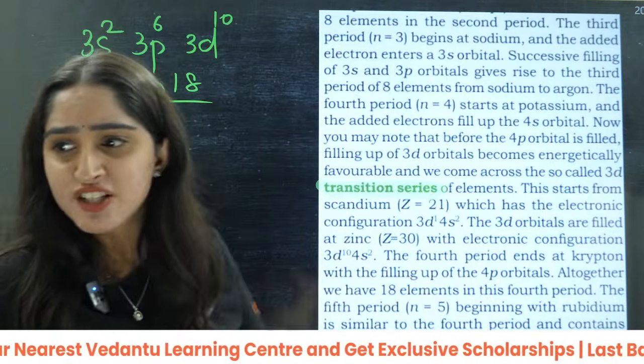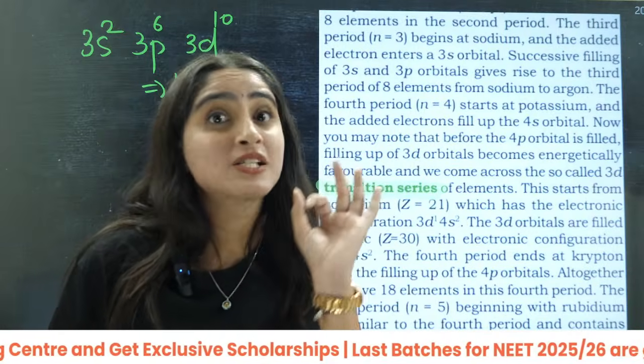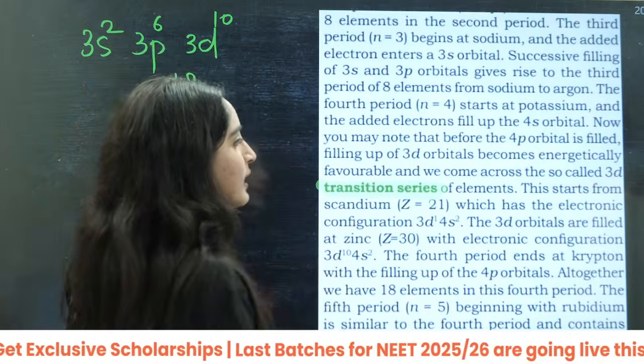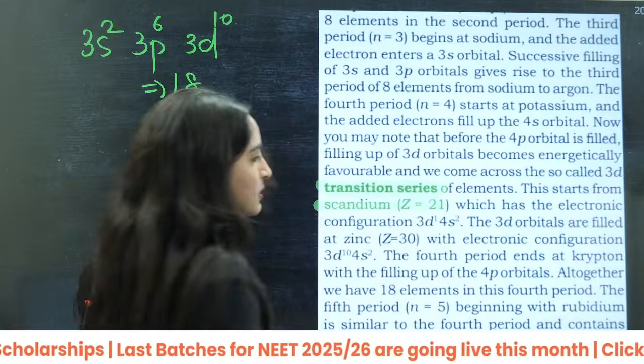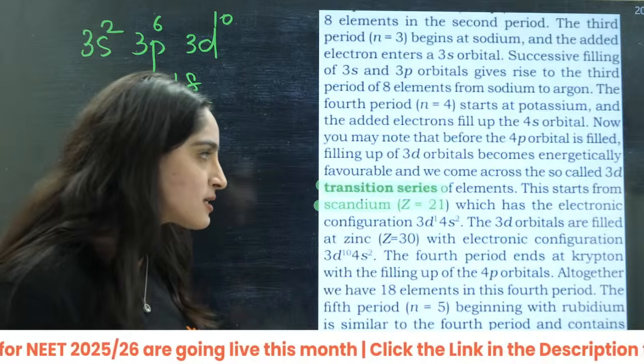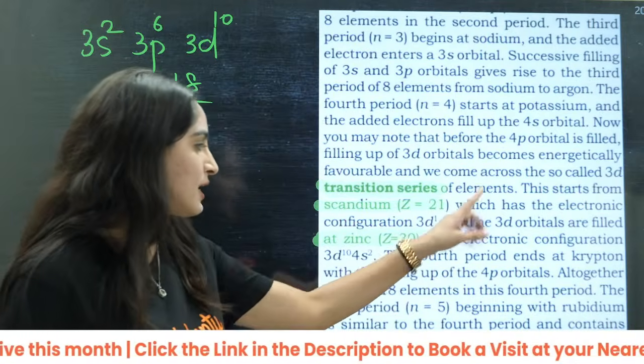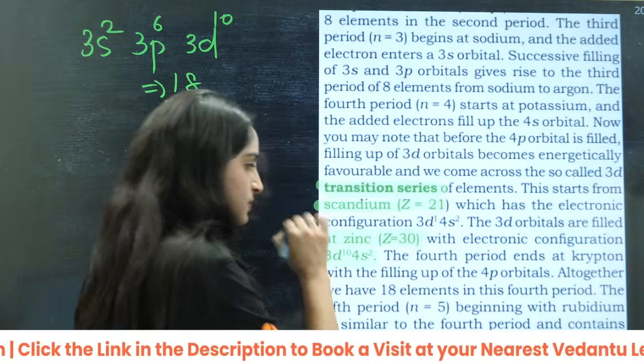We have a dedicated chapter for this, that is your d and f block. So we will study that in the d and f block, right? This starts from scandium, atomic number 21. This is the 3d series and it ends with zinc here. Very important, along with its electronic configuration.